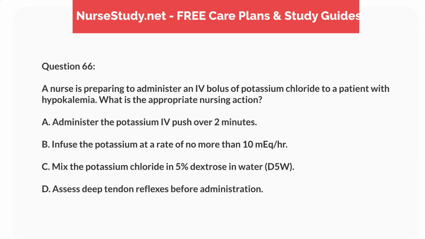Question 66. A nurse is preparing to administer an IV bolus of potassium chloride to a patient with hypokalemia. What is the appropriate nursing action? A. Administer the potassium IV push over 2 minutes. B. Infuse the potassium at a rate of no more than 10 milliequivalents per hour. C. Mix the potassium chloride in 5% dextrose and water, D5W. D. Assess deep tendon reflexes before administration.